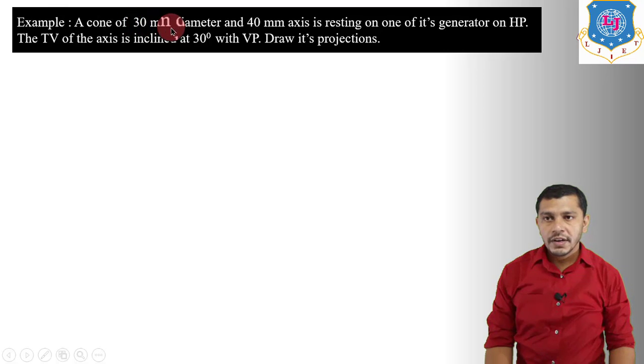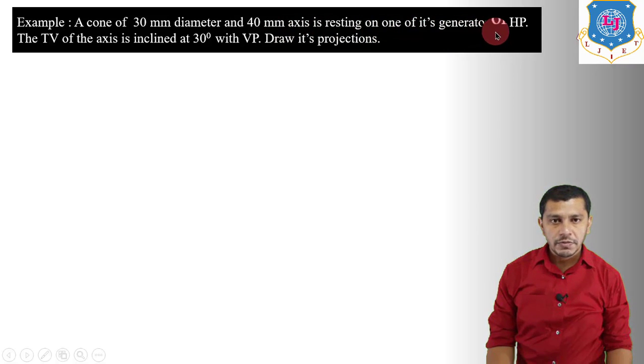A cone of 30 mm diameter and 40 mm axis is resting on one of its generators on HP. The top view of the axis is inclined at 30 degrees to VP. Draw its projections. So now here, if we want to derive this condition, which condition? Resting on one of its generators on HP. So we will show this condition in the second stage.